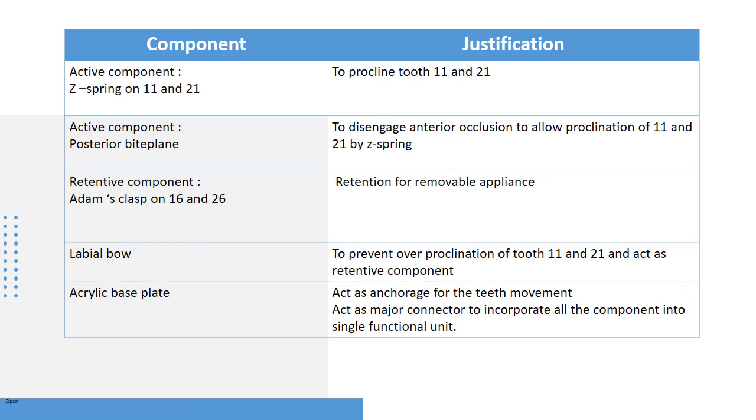Next, the labial bow is to prevent over-proclination of teeth 11 and 21 and it also acts as a retentive component. Next, the acrylic base plate acts as an anchorage for the tooth movement and also acts as a major connector to incorporate all the components into a single functional unit.